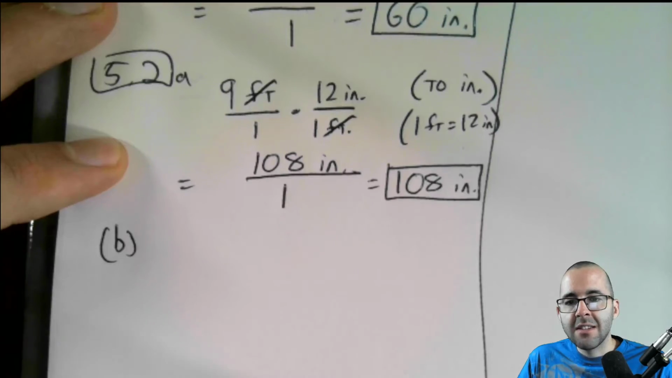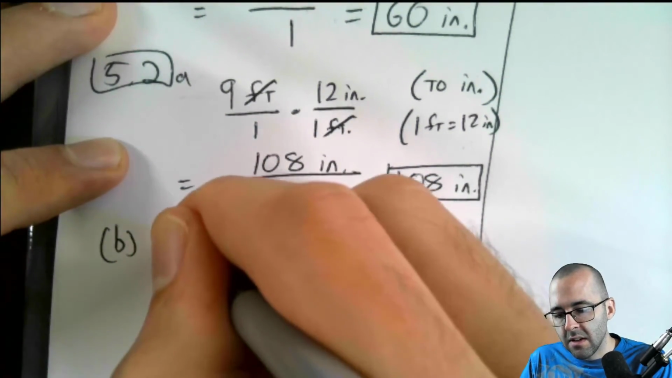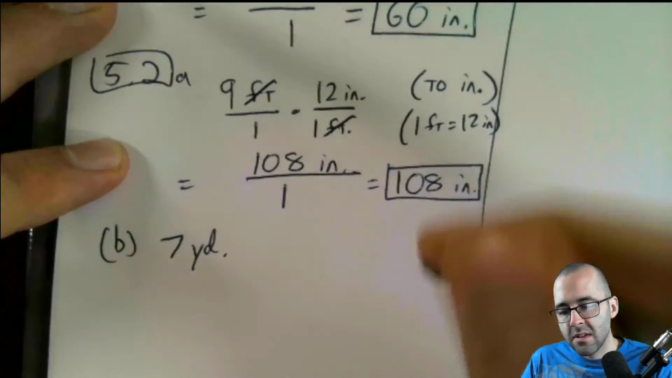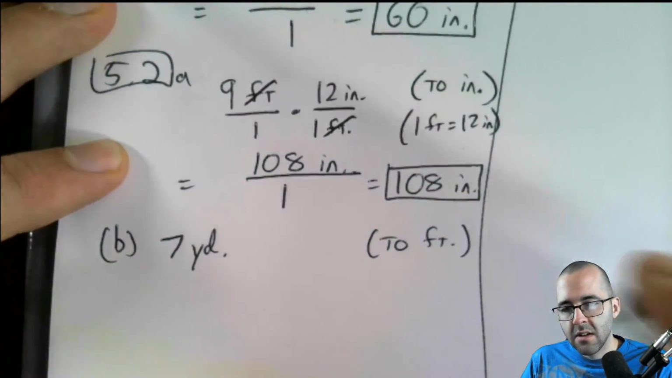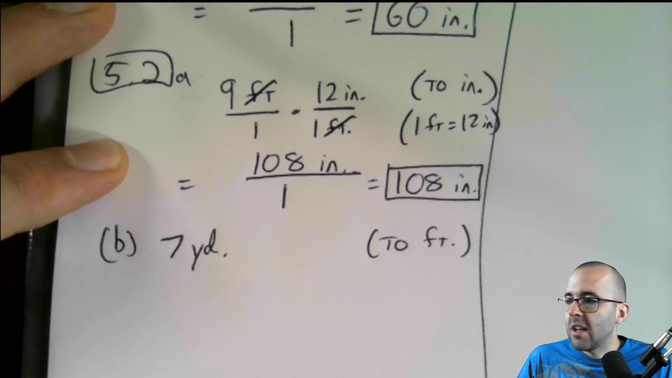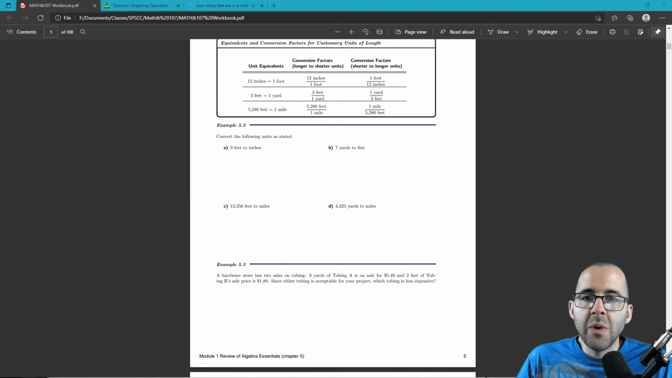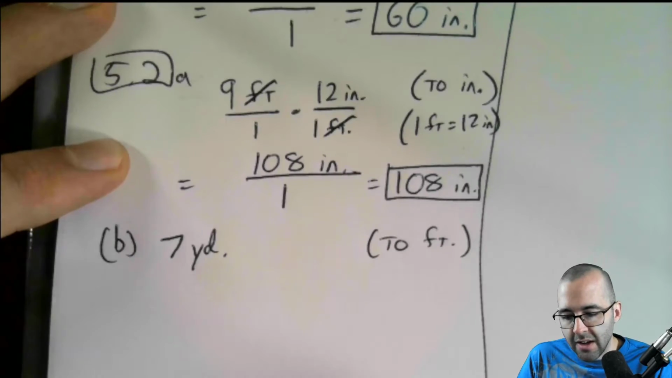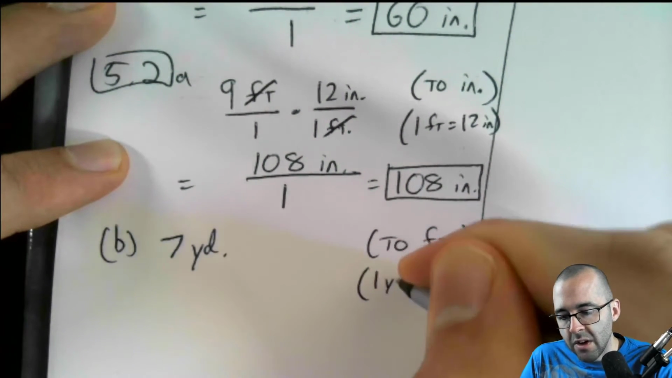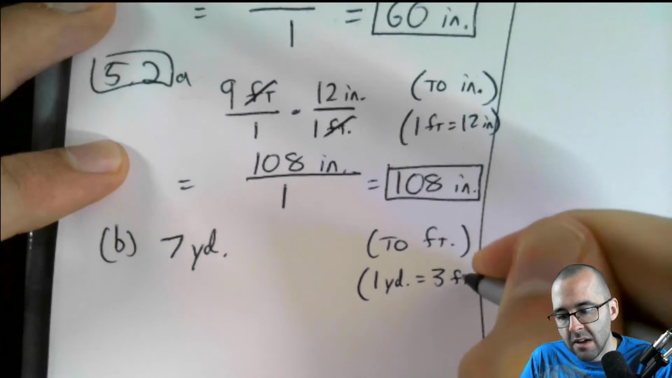So part B says convert 7 yards to feet. So we start with 7 yards and we want to convert it to feet. So we need to look at our conversion table, which in this case, we have a mini one here, but there's the mega one on Canvas under resources in the module. We need to say, what's the relationship between feet and yards? And it's right here. 1 yard is 3 feet. So we do that off to the side, right? 1 yard equals 3 feet.